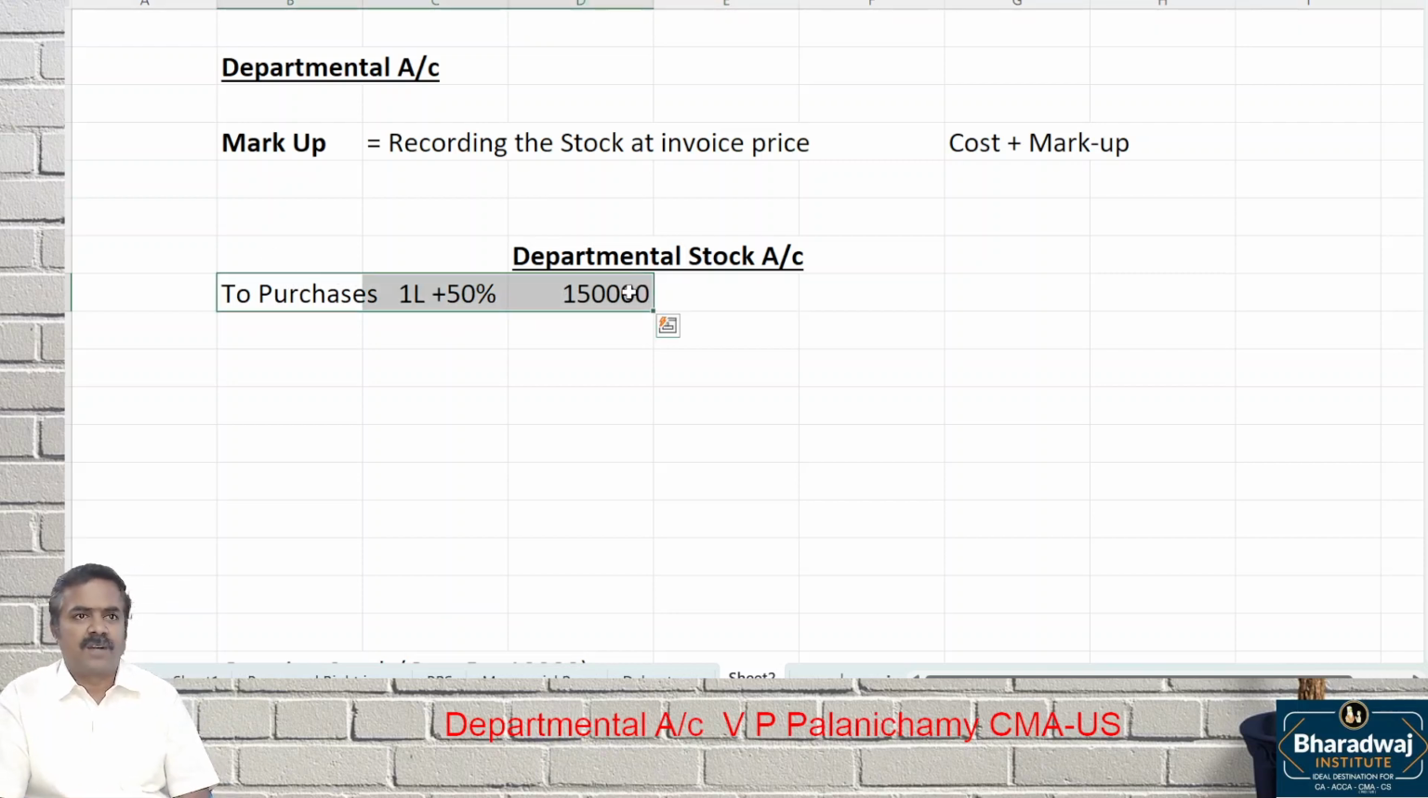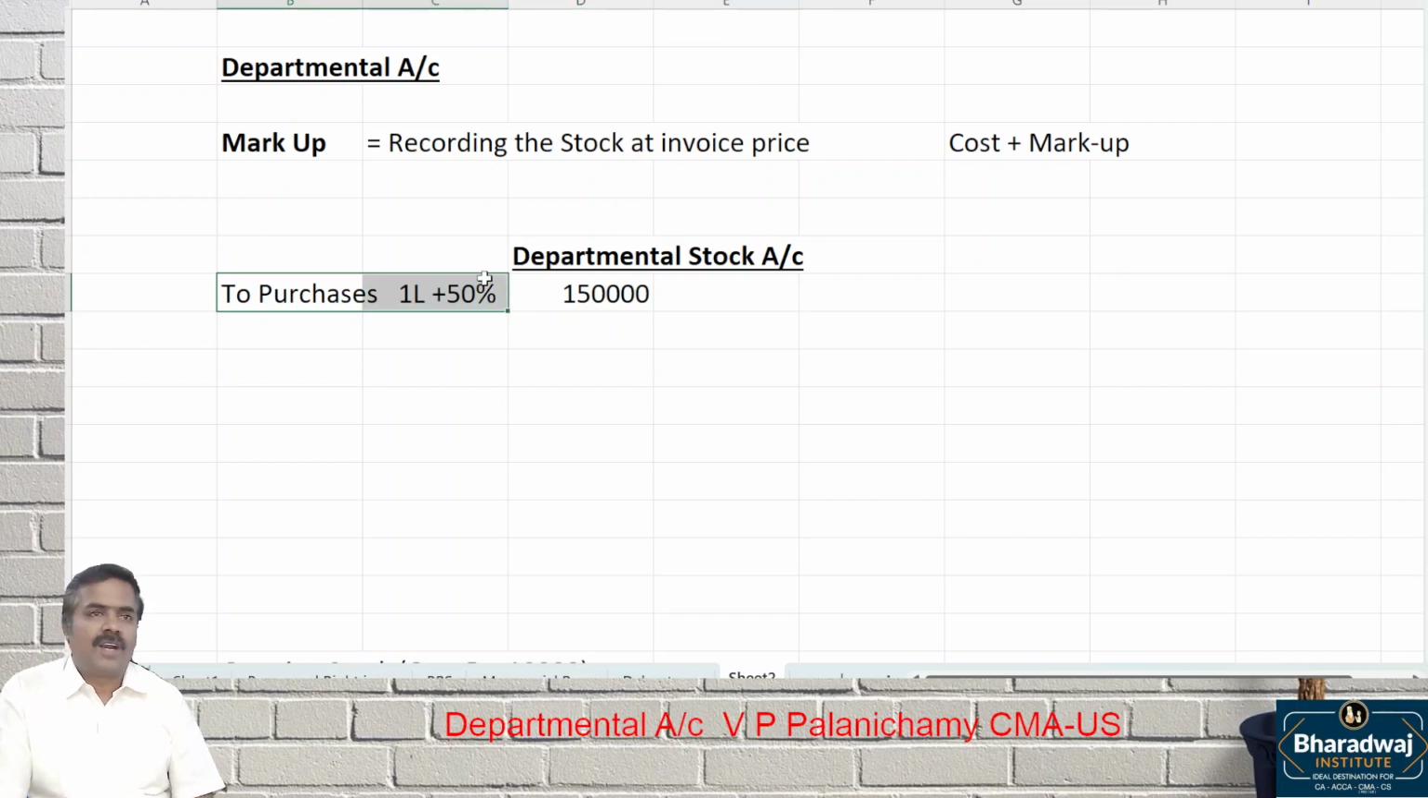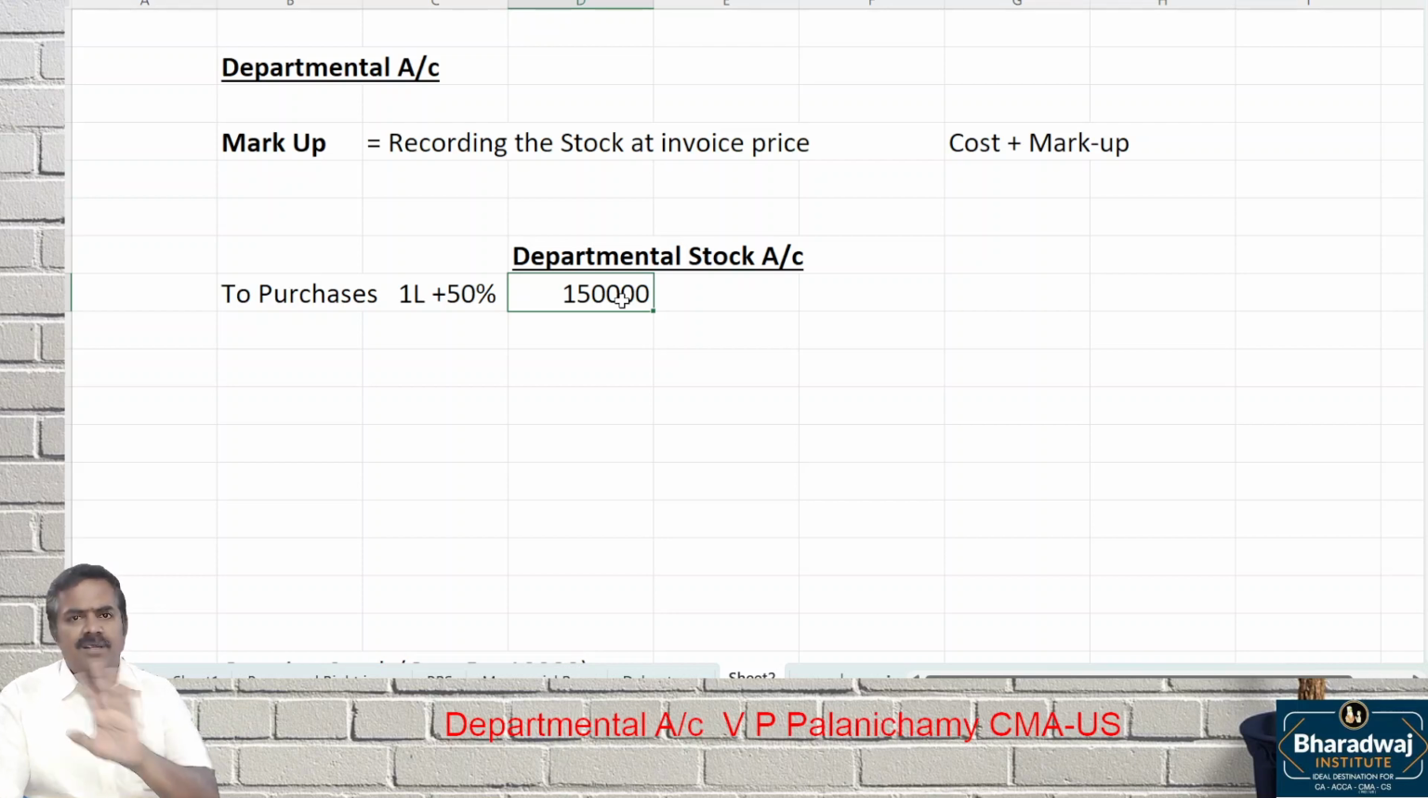You are selling for 1,50,000. If you are selling the goods for more than 1,50,000, that is supernormal profit. If you are selling the goods below 1,50,000, that is called markdown. For example, markup here is 1 lakh plus 50%, 1,50,000. Suppose I sell the goods for 1,50,000, we earned whatever is required. If we sell for more, supernormal profit. If it is sold below the price, it will be called markdown.